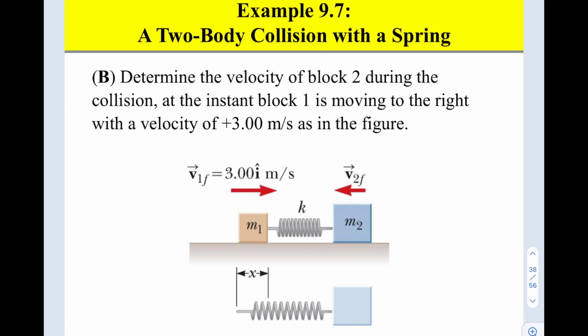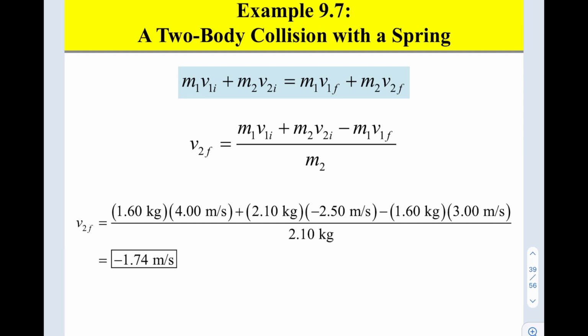Right, B, determine the velocity of block 2 during the collisions at the instant block 1 is moving to the right with a velocity of positive 3 meters per second, as in the figure. Okay. So again, conservation of momentum, and then the one that we already derived in the previous slide, V2 final is equivalent to this. Now substitute the information given to us, and you will get V2 final negative 1.74 meters per second, which means it is in the opposite direction to the 3 meters per second.